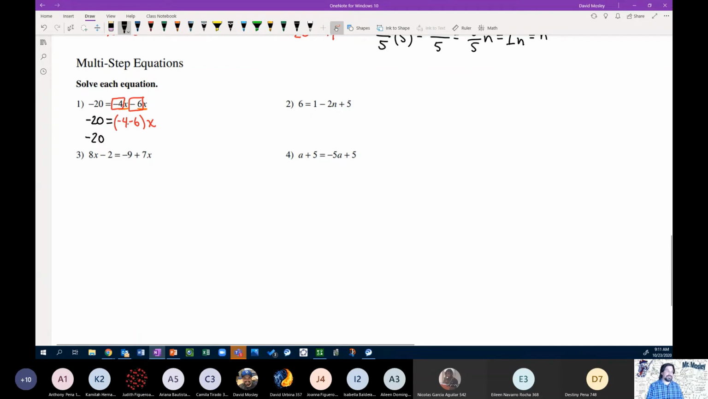Now I'm going to do what's in the parentheses. Right, we get -4 -6, -10x. So I've now combined my like terms, the two terms that had a variable. So I get -20 equals -10x. Okay. I'm going to rewrite this over here.